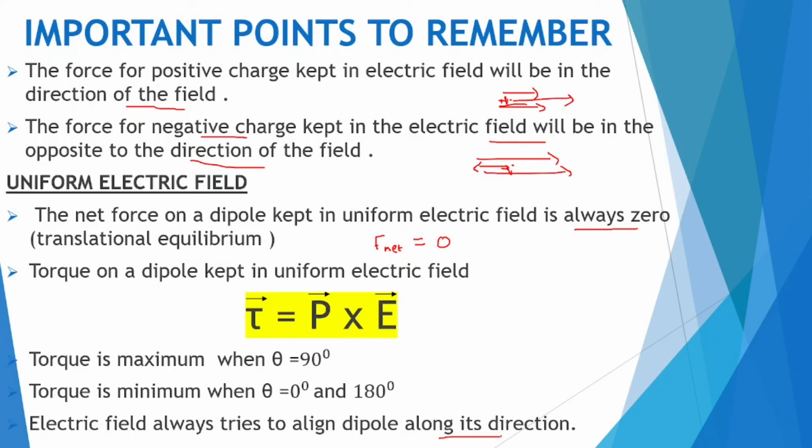So whatever direction the dipole is, the electric field always tries to align this dipole in the direction of the electric field. Electric field is so selfish, right? Yeah. So this is the main point.